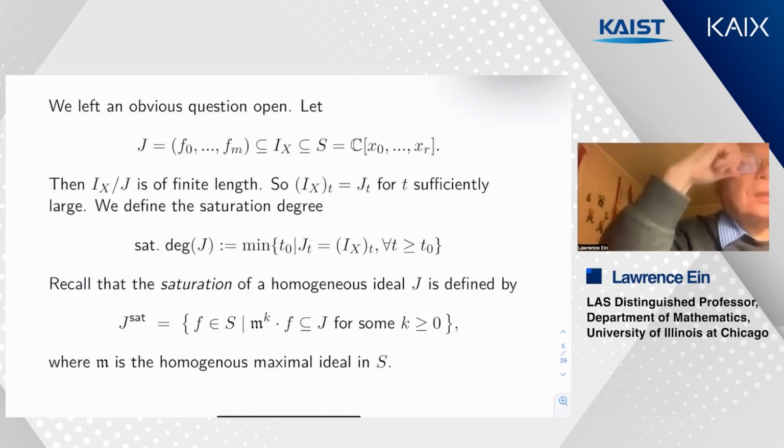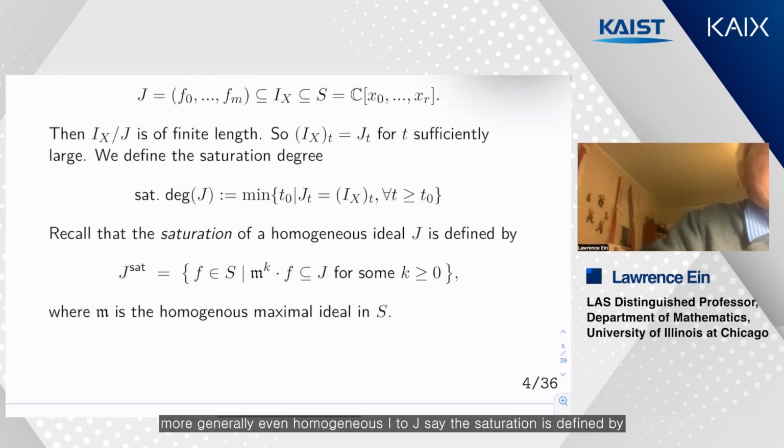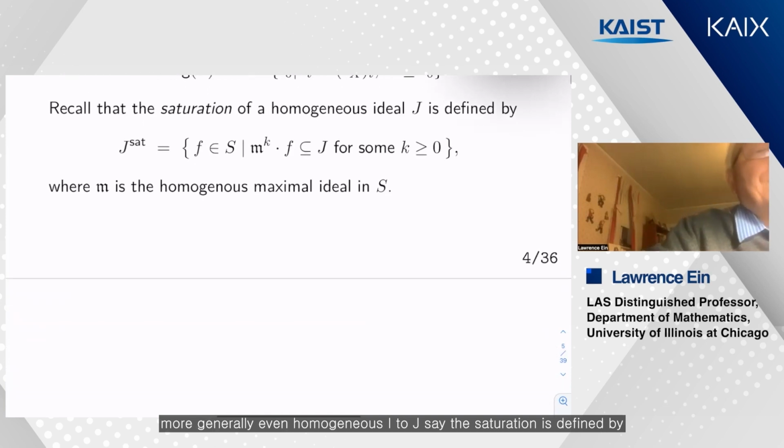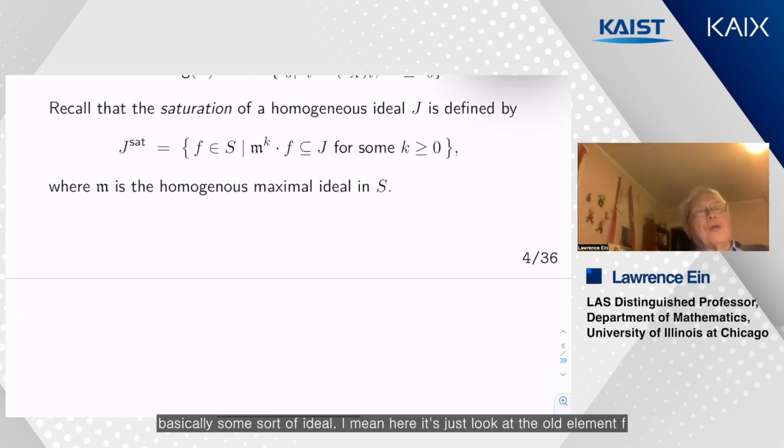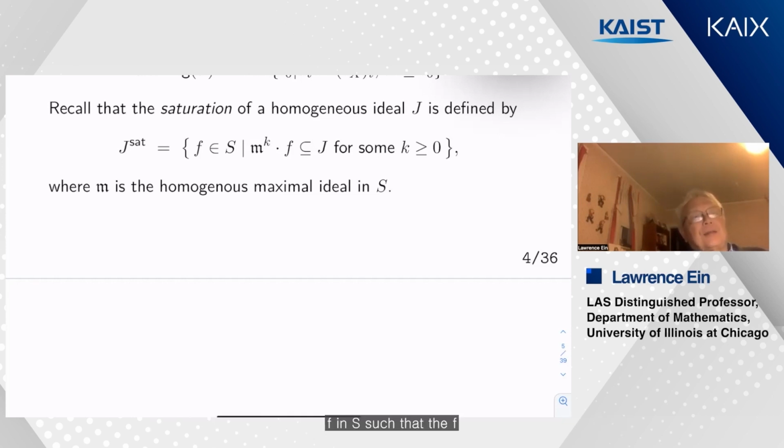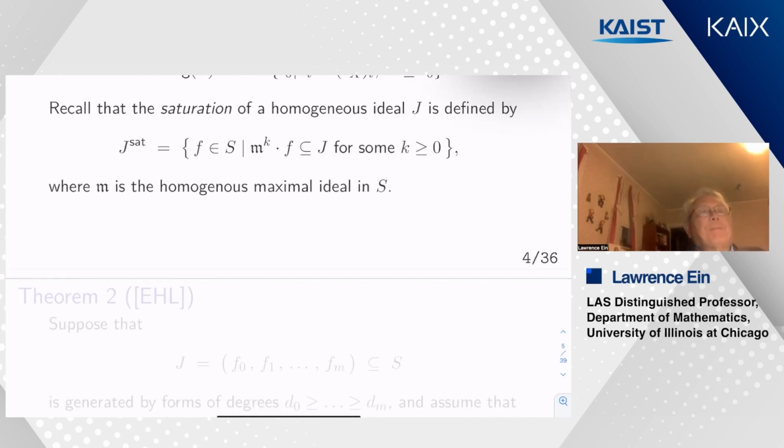Now, more generally, for a homogeneous ideal J, the saturation is defined by basically some sort of colon ideal. Here it's just all the elements f in S such that when you apply m to the k, it will annihilate the element in S_j. And this is the saturation.